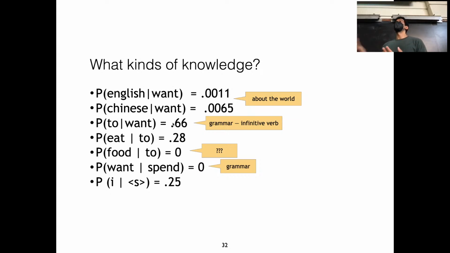There's also clearly grammar that's being learned here, right? Like to want or want to, right? There's an infinitive being introduced. Or the probability of want given spend is 0, right? This is ungrammatical, so it would never occur. So I've learned all of these things, even with such a simple model. Also, probability of I being the very first word in a sentence, that happens quite a bit, right? So even the simple model can learn a lot of useful things, and you can only imagine what a more complicated model that's much better at this task of language modeling can pick up a lot more things.